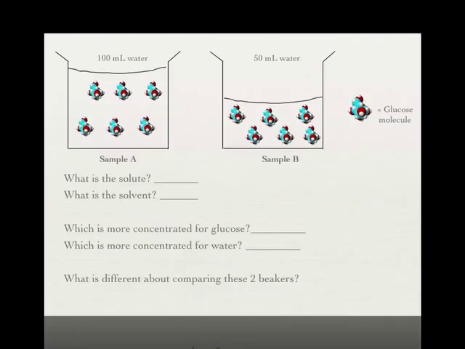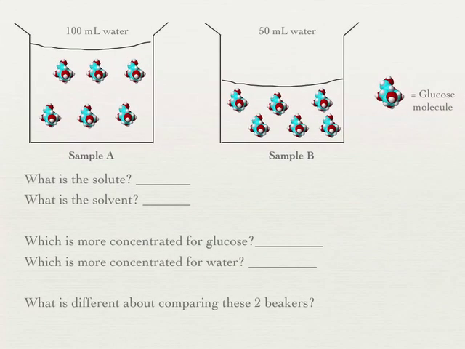Okay, one more. Now we have glucose molecules. What's the solute? Brandon? Glucose. What's the solvent? Pradeep? Water. Which has a higher concentration of glucose? Caitlin? Sample B. But there's 6 molecules in each.